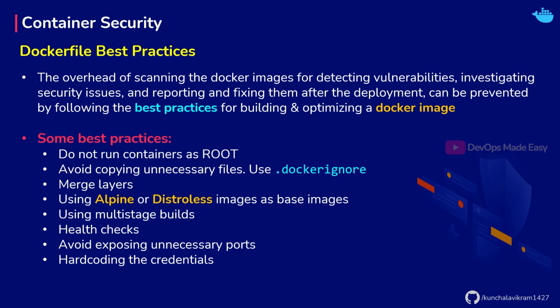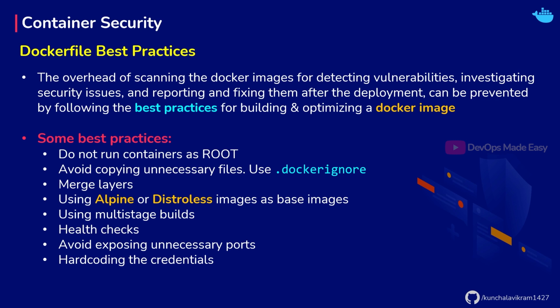So we are saying that smaller images are less vulnerable to attacks, but how do we make such smaller images? We can make smaller images by using the Dockerfile and following some of the best practices while writing the Dockerfile. So we can avoid the overhead of scanning the Docker images for detecting vulnerabilities, investigating any security concerns, and reporting and fixing them later after the deployment is done. But this can be prevented much earlier by following some of the best practices in writing the Dockerfile for building the Docker images.